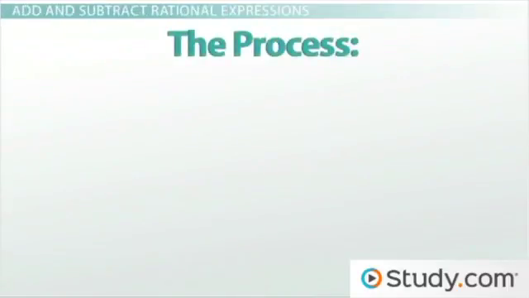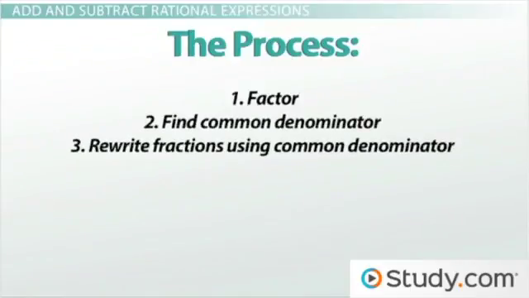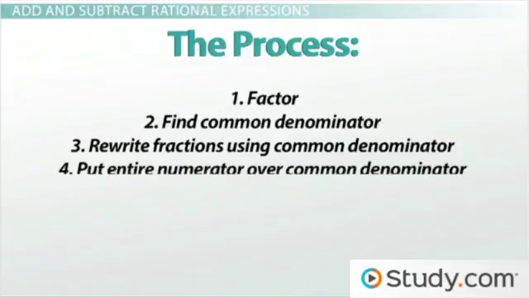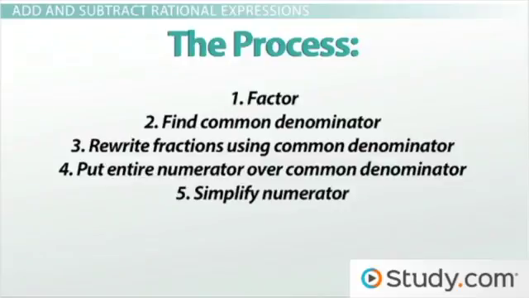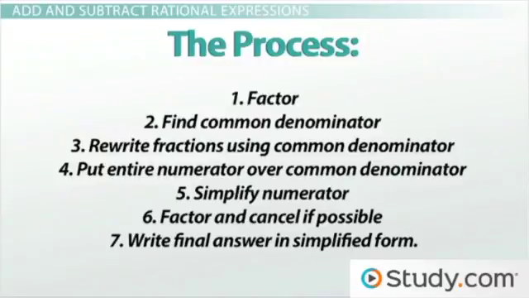Let's get started. First, we need to factor. Second, find a common denominator. Third, rewrite each fraction using the common denominator. Fourth, put the entire numerator over the common denominator. Fifth, simplify the numerator. Sixth, factor and cancel if possible. Seventh, write the final answer in simplified form. There are quite a few steps, but let me show you how they work.